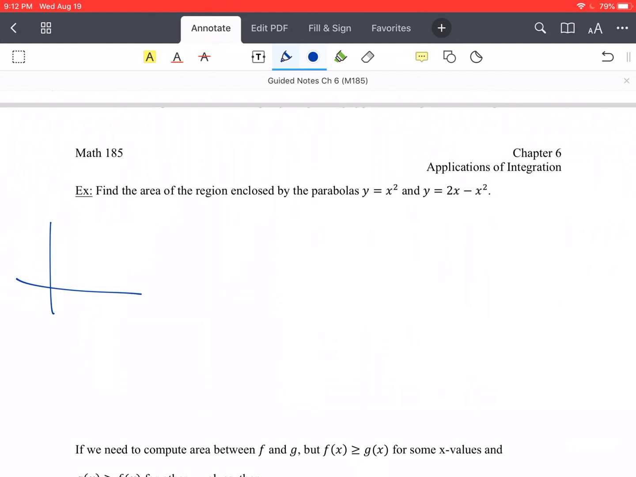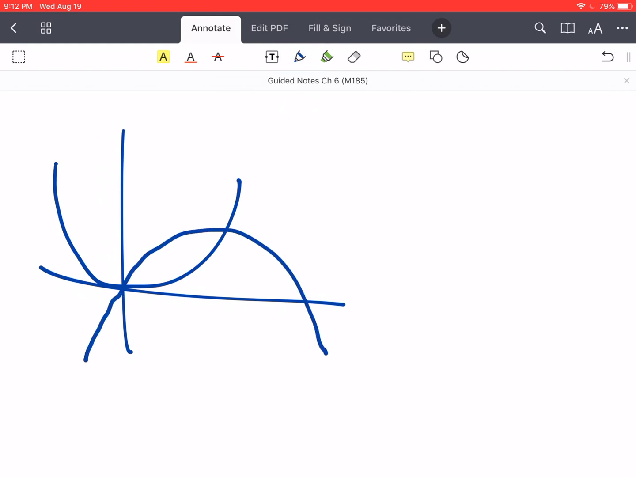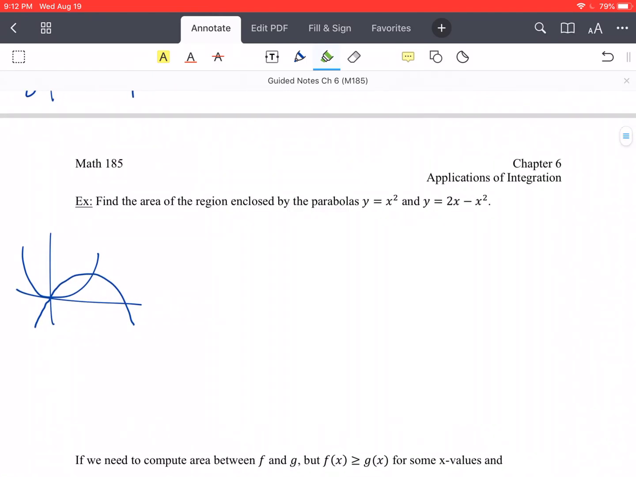So we have the graph y equals x squared. Oh, zoom in a little here. x squared, something like that. The graph y equals 2x minus x squared is going to look something like that. So then this is the region in question in the middle there.